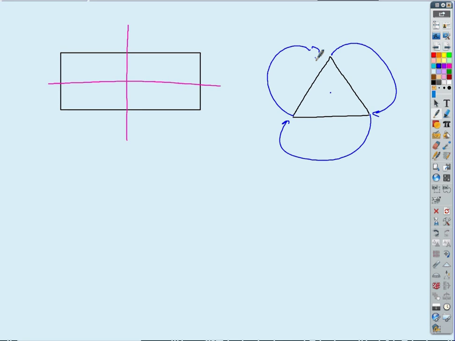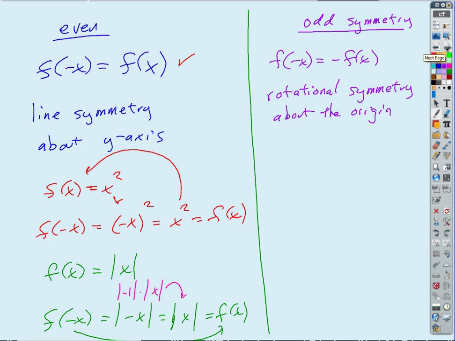Yes, sir? Does that mean the rectangle has rotational symmetry? The rectangle does not have rotational symmetry. Not if you rotated it 180 degrees? Oh, okay, sorry, yeah, you could rotate it from there to there. You're right, it does have rotational symmetry, but it only has a little bit. When we talk about rotational symmetry here, we're talking about rotational symmetry with a 180 degree spin only, right? So we're only talking about if we spin this thing 180 degrees around the origin, okay?